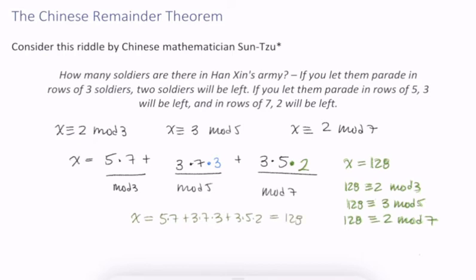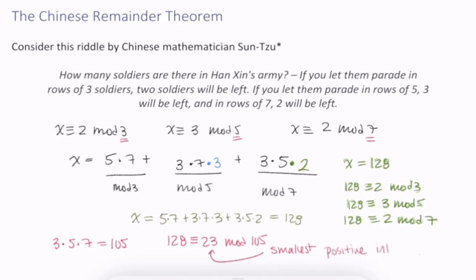And you might be asking yourself, is this the smallest possible number that meets all this criteria? Well, no, it's not. So let's look at our three mods, or three m's in essence. 3 times 5 times 7 is equal to 105. And if you notice, 128 is equivalent to 23 mod 105. So this is the smallest positive integer meeting our desired criteria.